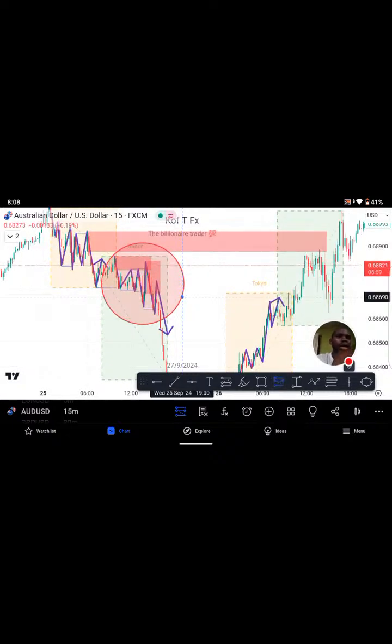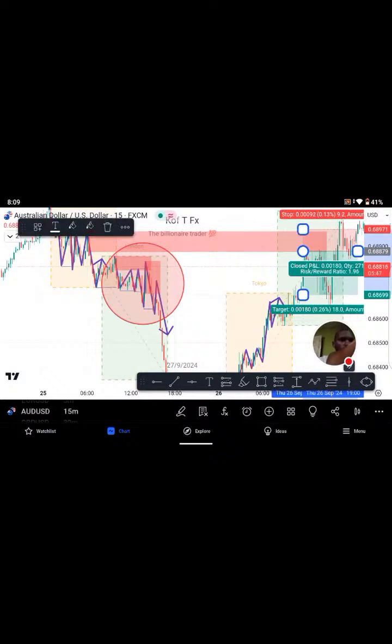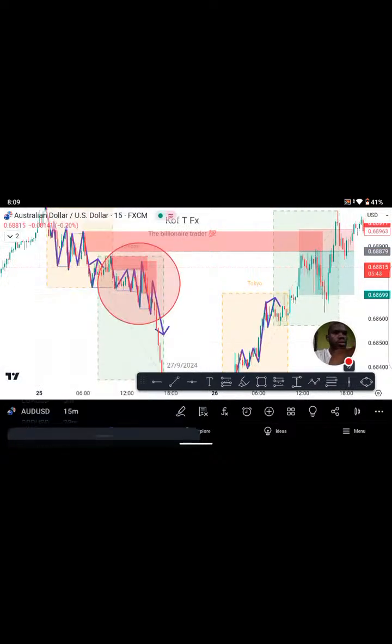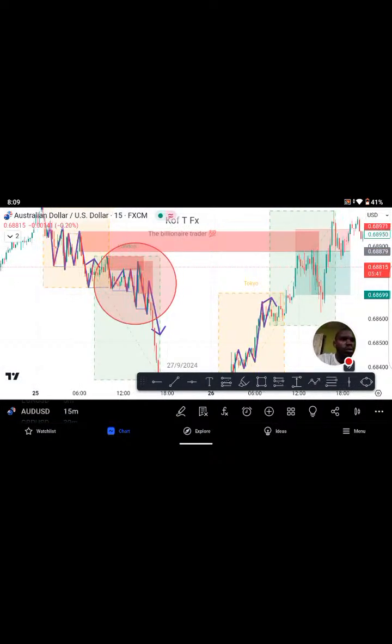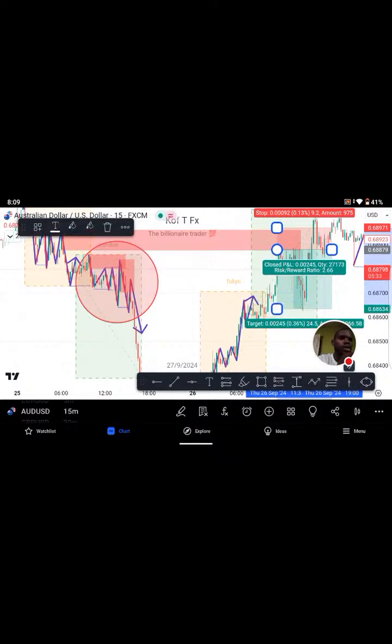Let's check if, had I taken this trade, are we going to have our 3R? Let's check to see. So price only did 2.6R. It did not give us 3R.